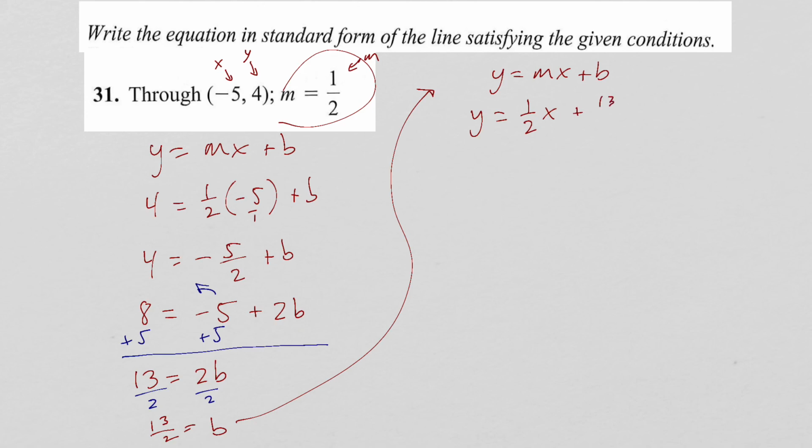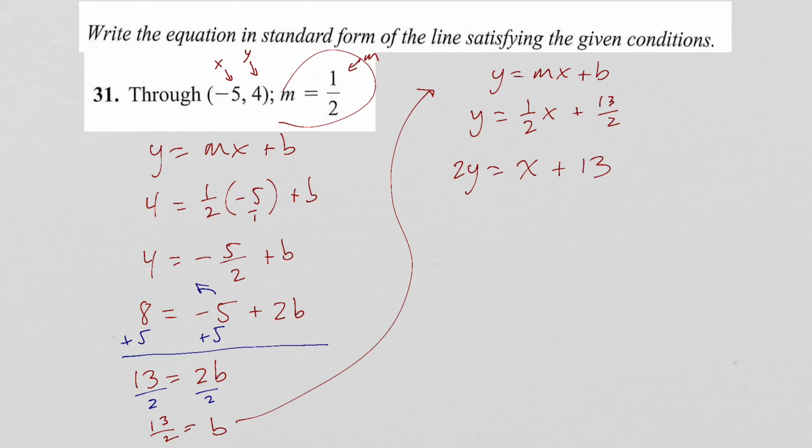That's 13 over 2. Now, standard form, you're not allowed to have fractions, so I'm going to multiply by the common denominator, which is 2. I multiply every one of them by 2. I'll get 2y is equal to, the 2's cancel, so I have 1x. The 2's cancel, so we have 13.